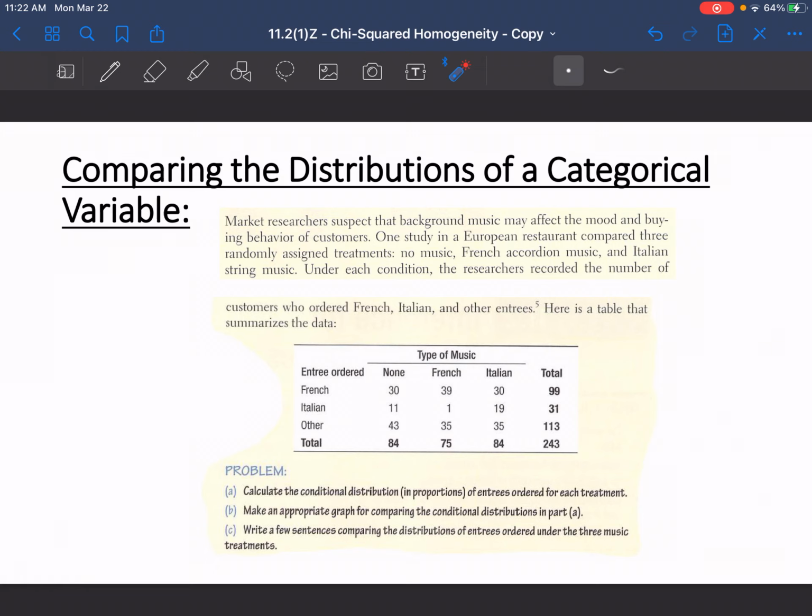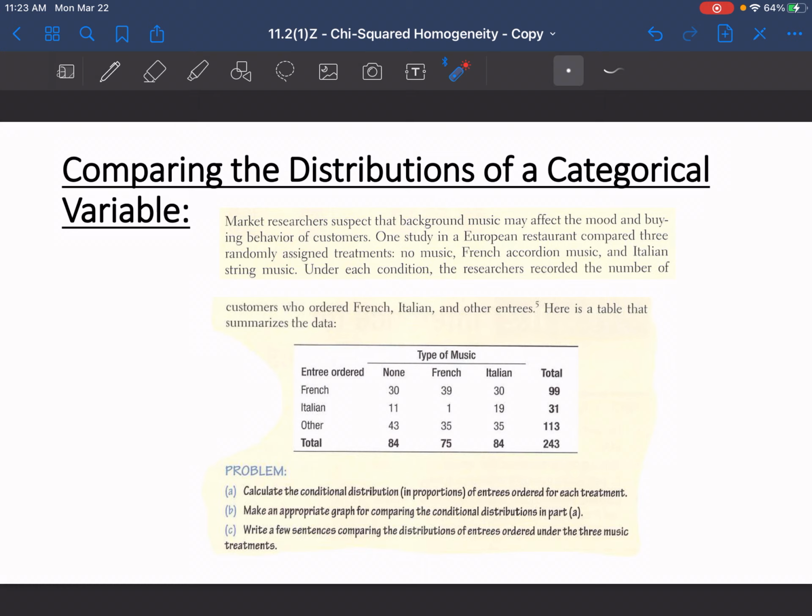So let's take a look at this example. Market researchers suspect that background music may affect the mood and buying behavior of customers. One study in a European restaurant compared 3 randomly assigned treatments where no music, French accordion music, and Italian string music were played at the restaurant, and then under each condition, the researchers recorded the number of customers who ordered French, Italian, and other entrees. Here's a table that summarizes that data.